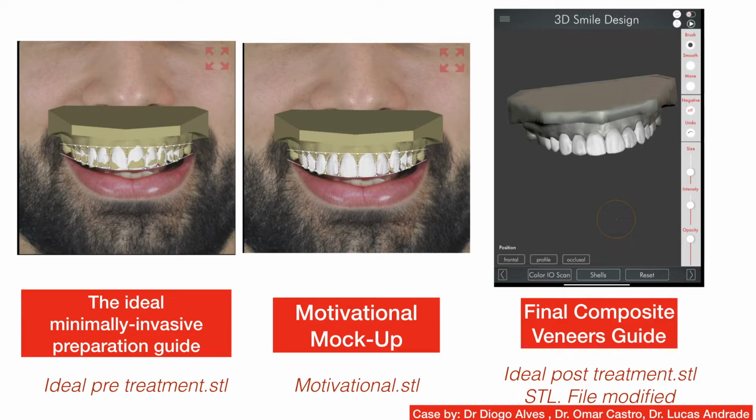So here is again an overview of the three 3D projects that were used in this case. Basically we created the first project with the ideal position where we wanted the teeth to be, which creates the minimally invasive prep guide. Then we used the same project and brought it outward to create a motivational mock-up, and then opened the first project again to create the final composite veneer guides. All the 3D smile design cases were then exported from the app as an STL file and imported to a CAM software to 3D print the models.